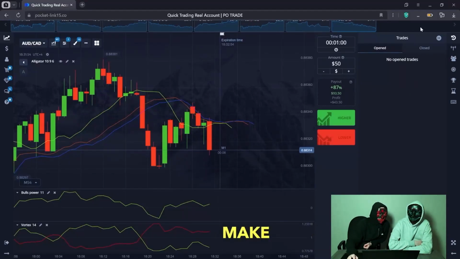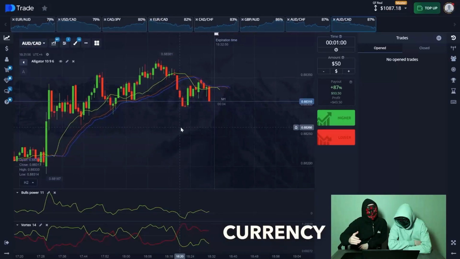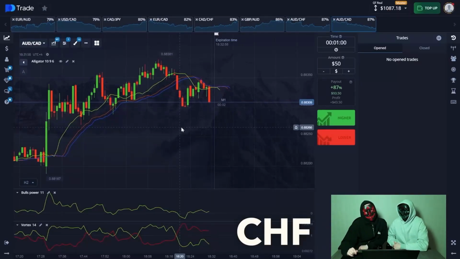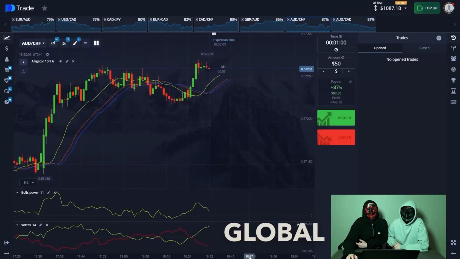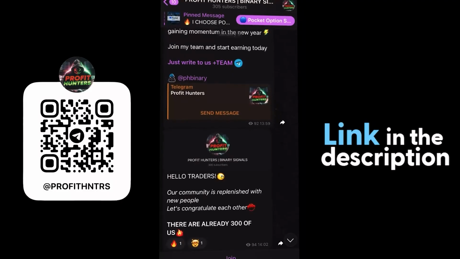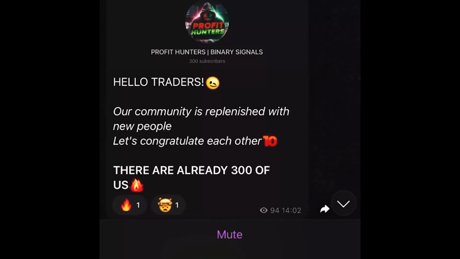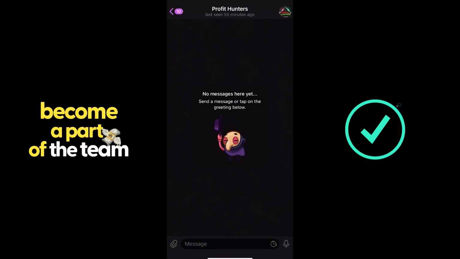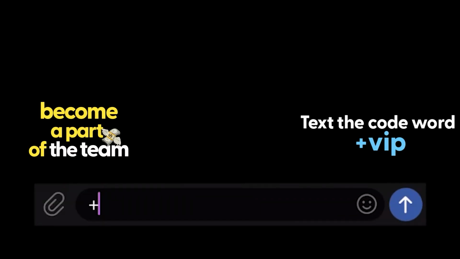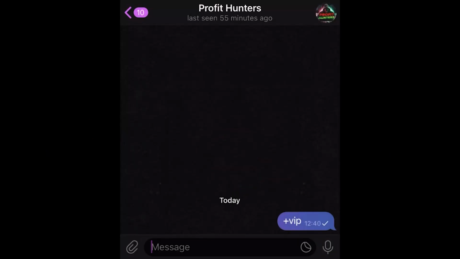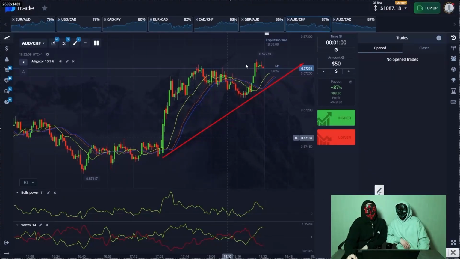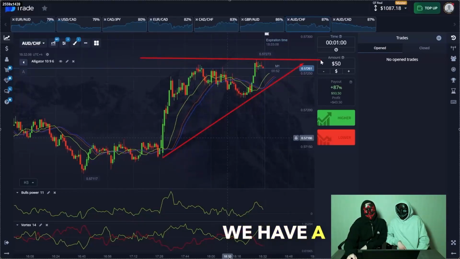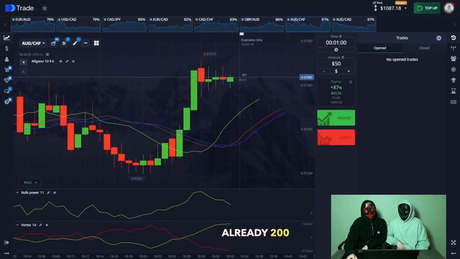Now I will try to make good results and I will change the currency pair, Australian dollar, CHF, and we have a global uptrend. We will now draw, friends, together with you, the global trend, and the resistance area, we have a triangle pattern. We will open for a rise here, change the bet to already $200.